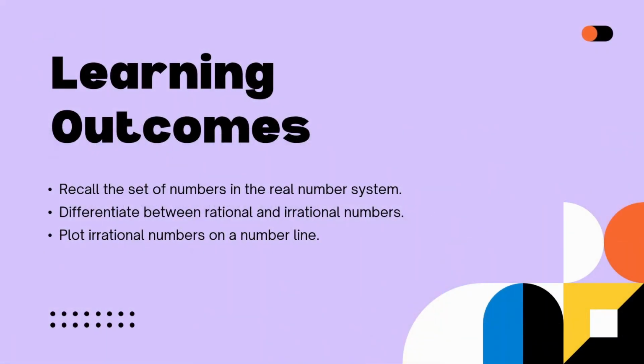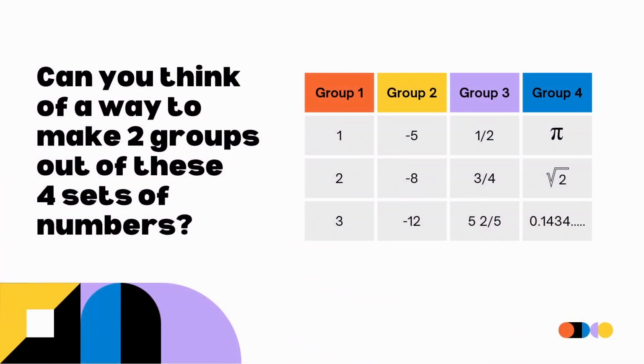So, what is the learning outcome? Recall the set of numbers in the real number system, differentiate between rational and irrational numbers, and plot irrational numbers on the number line. These are the points which we will learn after going through this session. So, I hope you will come with me.